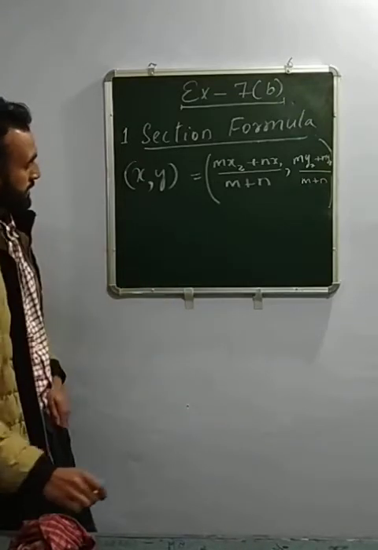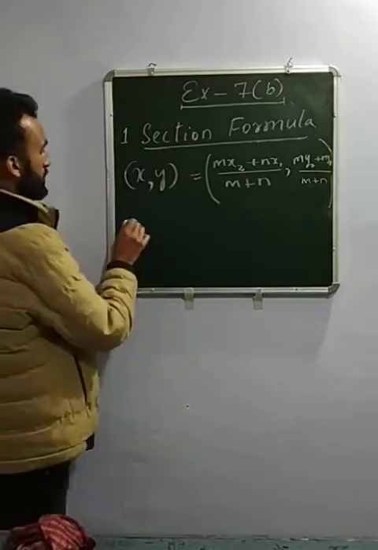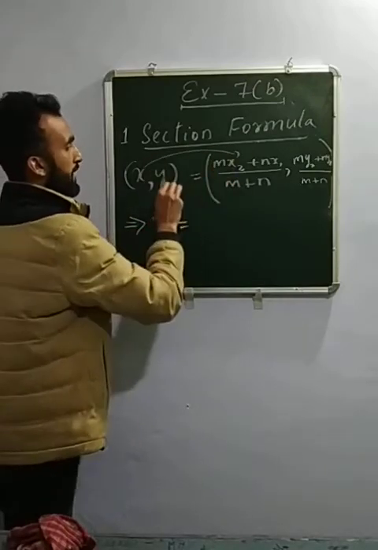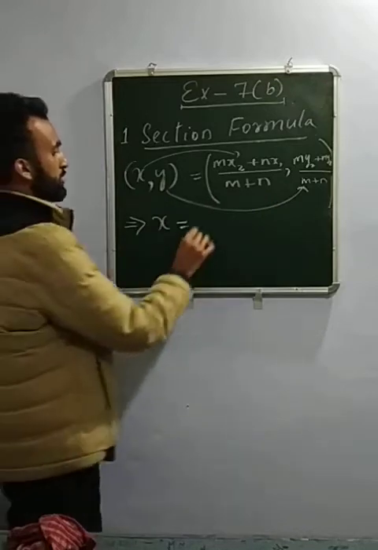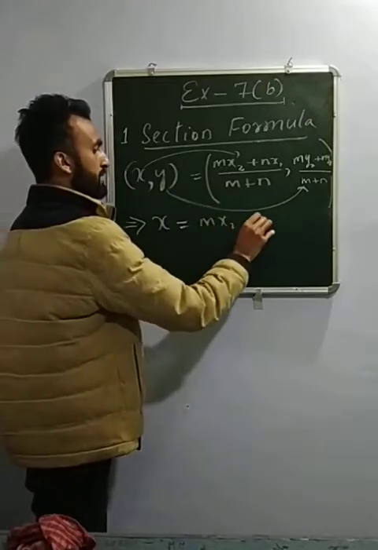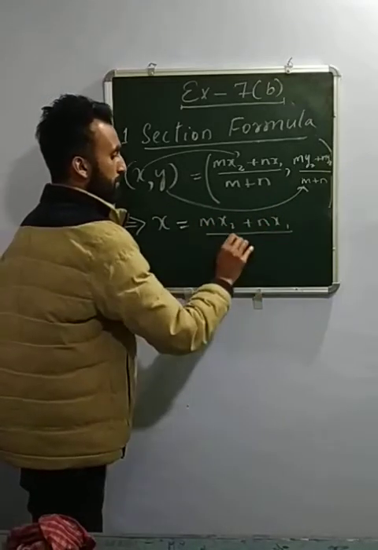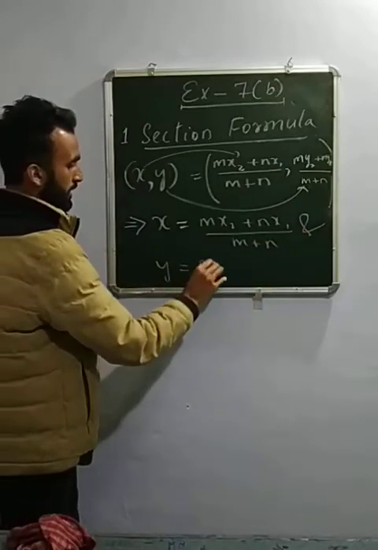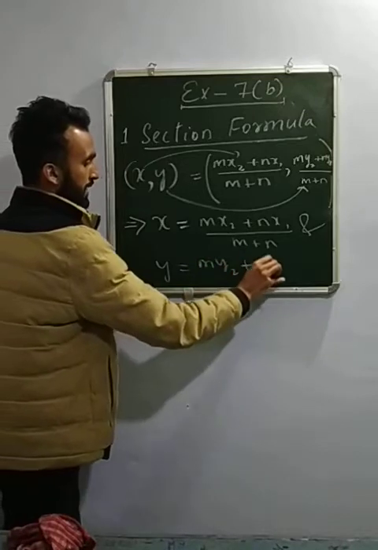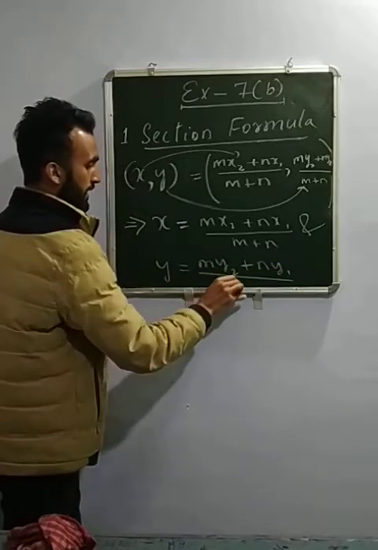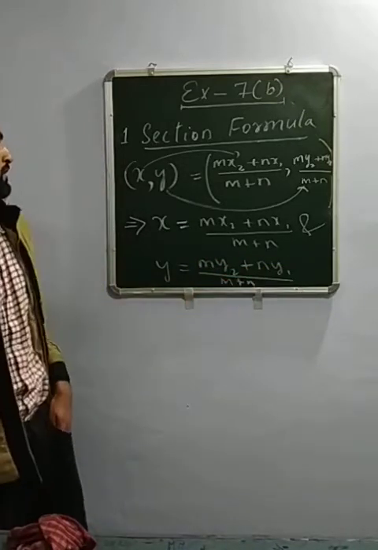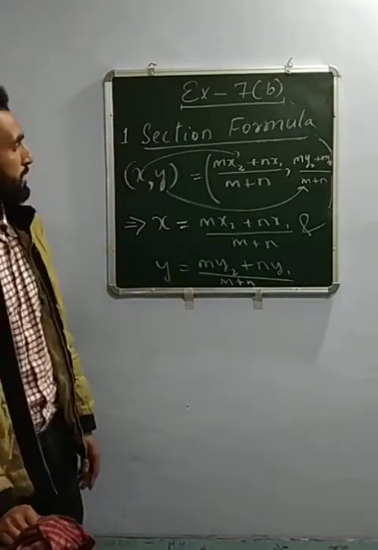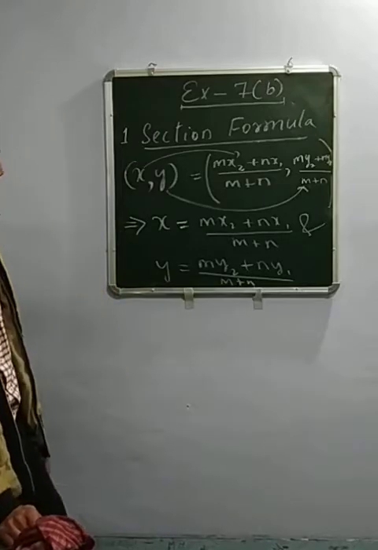Now this is the section formula, which implies that x is equal to (m x2 plus n x1) divided by (m plus n), and y is equal to (m y2 plus n y1) divided by (m plus n). So this is the x coordinate and this is the y coordinate. Just remember this, pause the video to note it down.